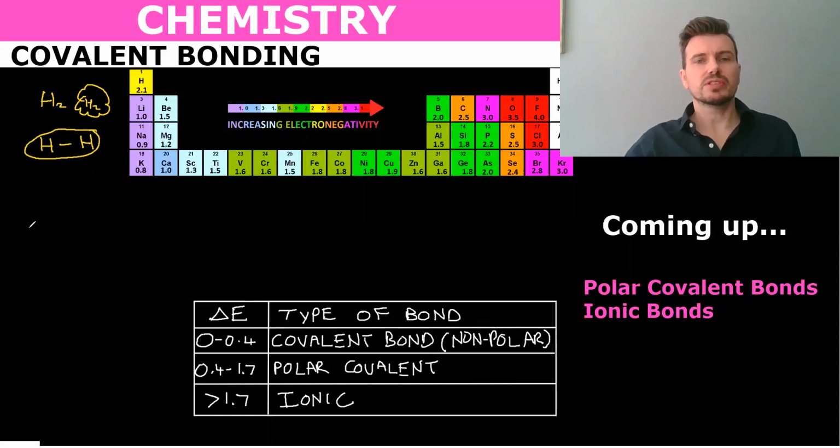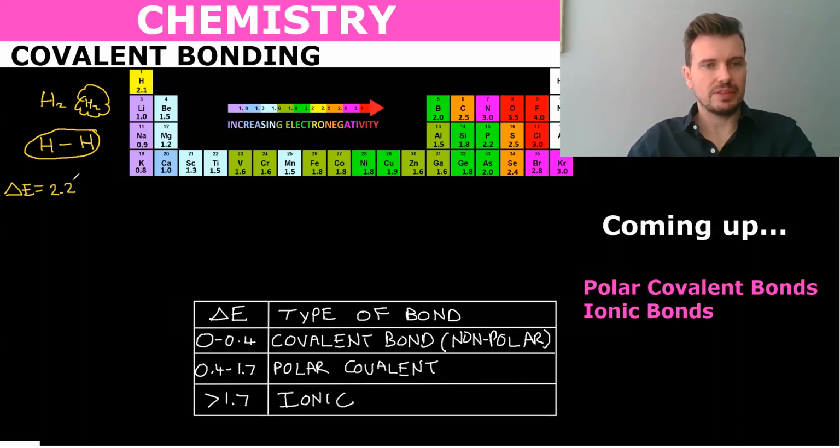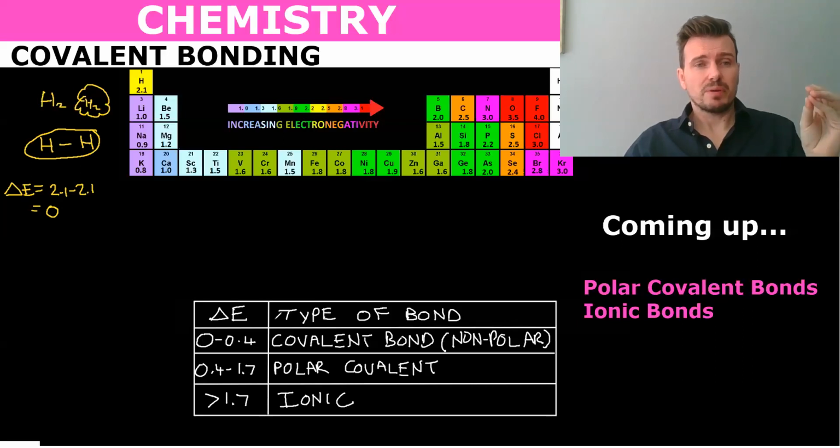So what I'm going to do is start by looking at the electronegativity differences, which is our change in E. And we see that the hydrogen has an electronegativity of 2.1. And there's two of them. So that would be equal to 0. And so when we look at our table, 0 to 0.4 is a covalent bond, meaning that it's also non-polar.